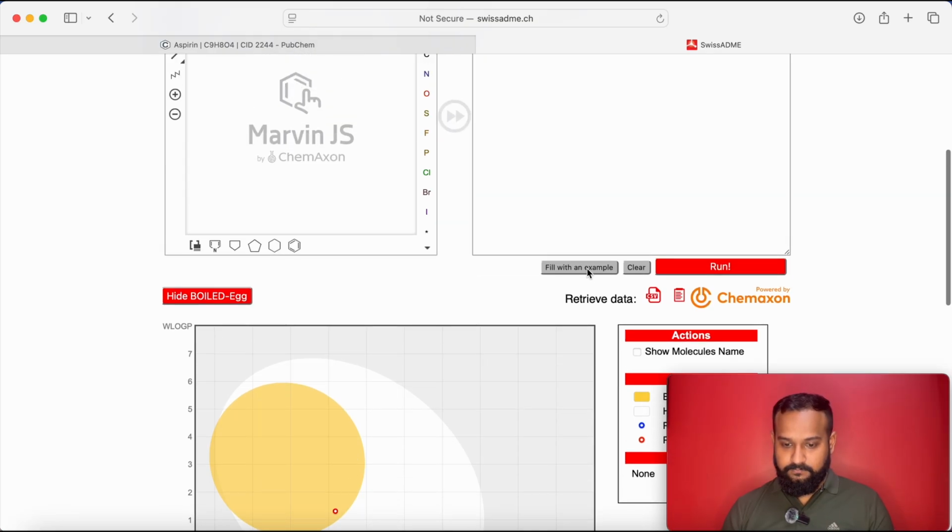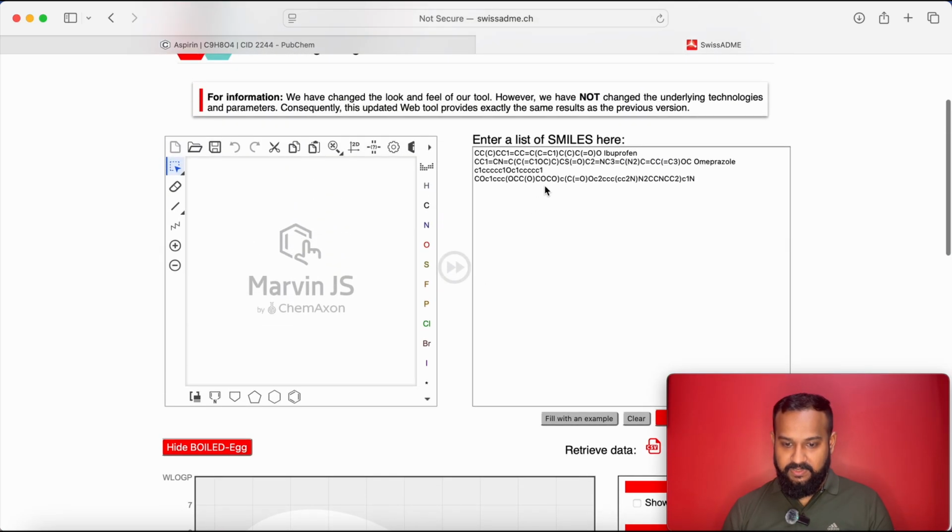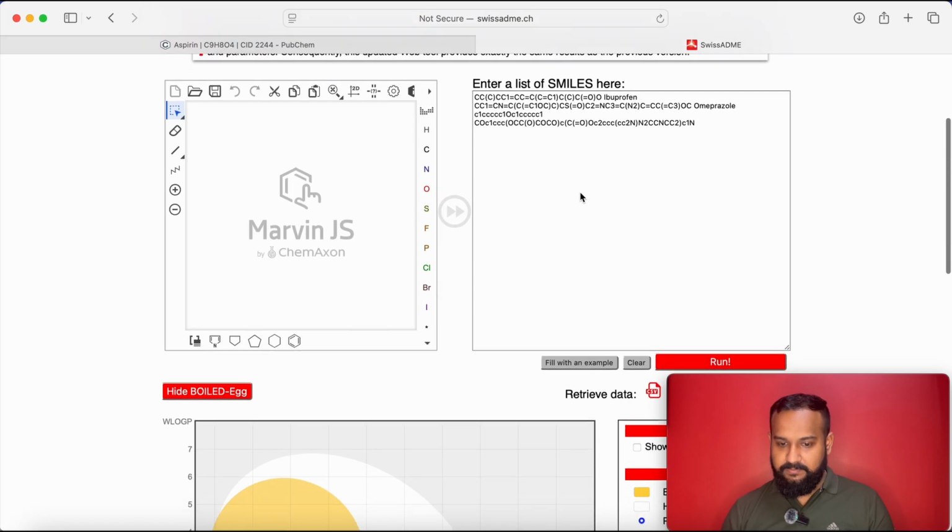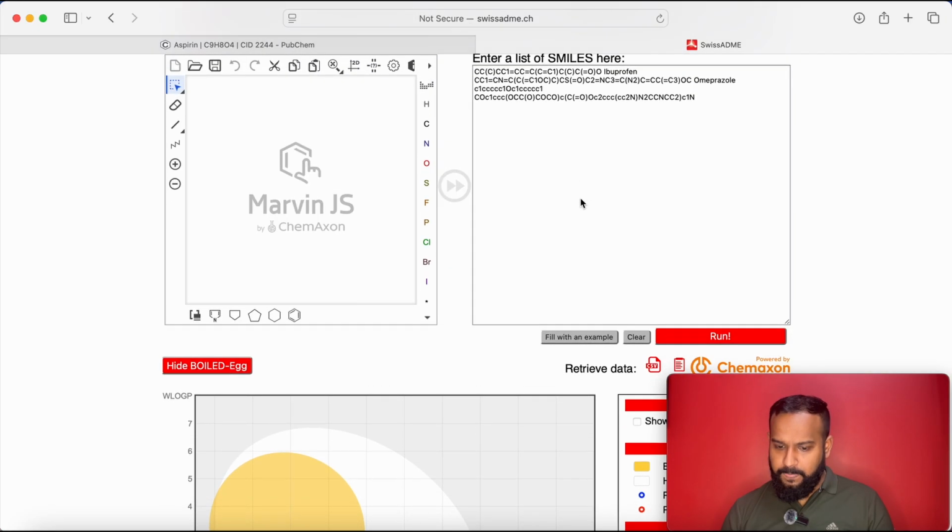I will show you. Let's take the example. Fill it with examples. You have three examples to be precise, three or four. First is Brufen, so basically this is a painkiller. Then omeprazole, this is for your gastritis, and it comes under your PPI, proton pump inhibitors.